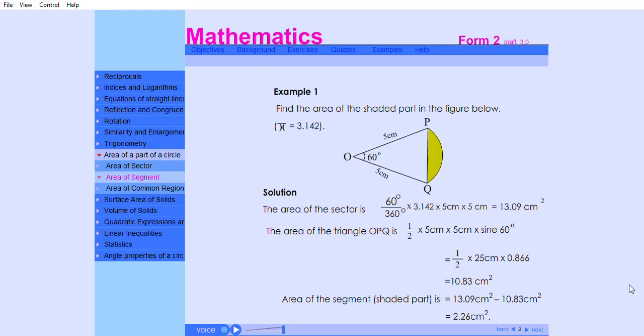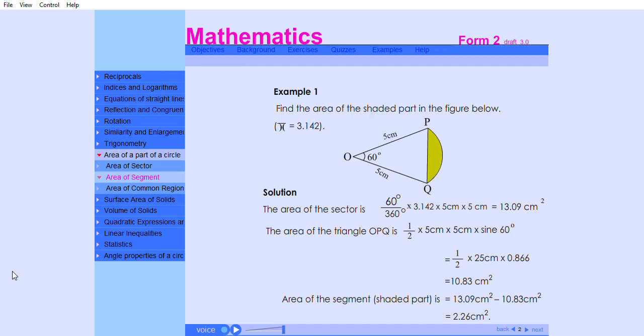Example 1. Find the area of the shaded part in the figure below. Pi is equal to 3.142. Solution. The area of the sector is 60 over 360 times 3.142 times 5 times 5, which is equal to 13.09 centimeters squared.